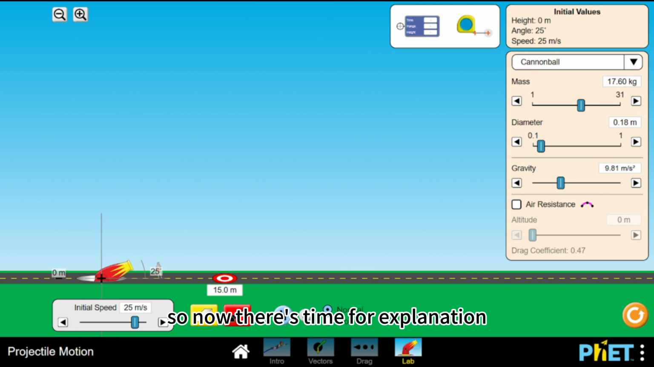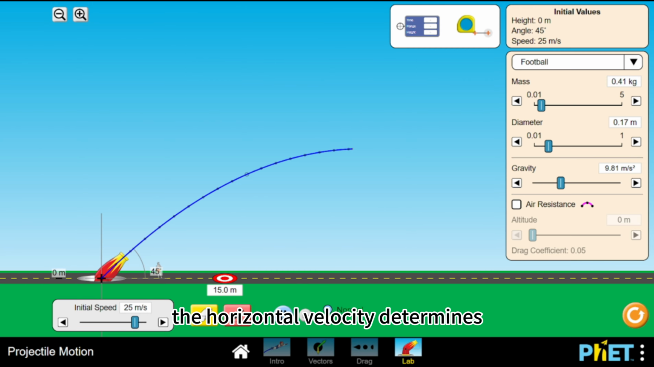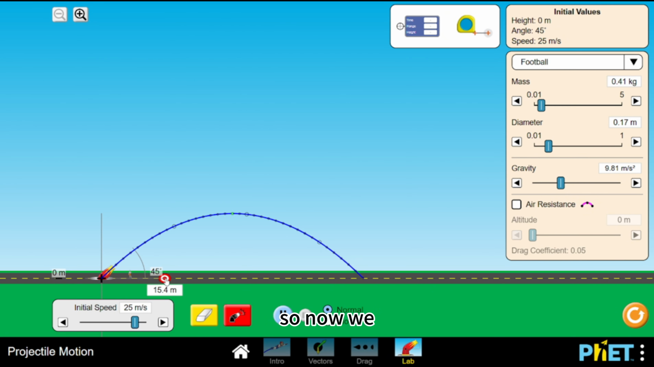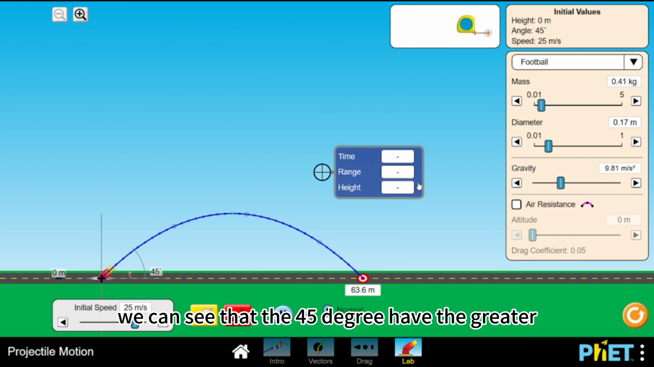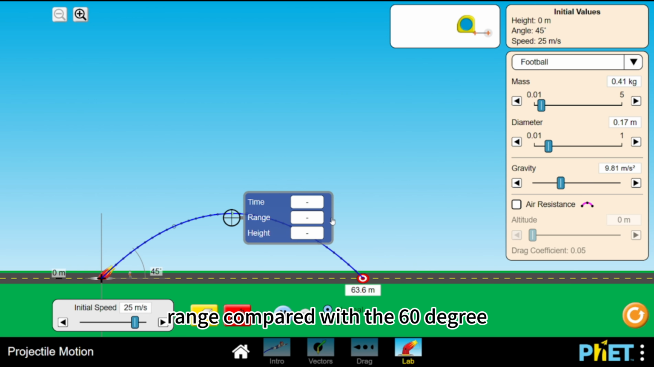So now it's time for the explanation. The time of flight depends on the vertical velocity. A larger vertical velocity keeps the projectile in the air longer. On the other hand, the horizontal velocity determines how far the projectile travels during that time. So now we are doing the projectile motion experiment. We can see that the 45 degree angle has the greater range compared to the 60 degree.